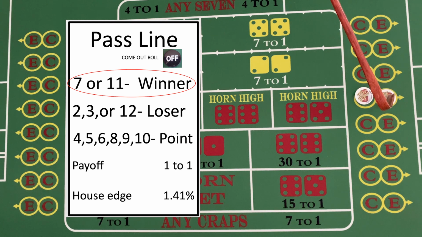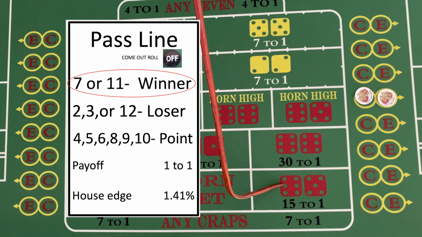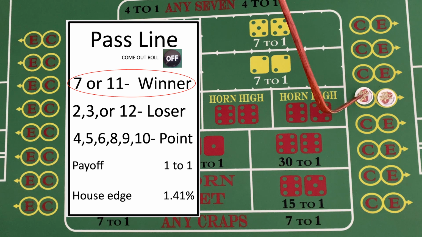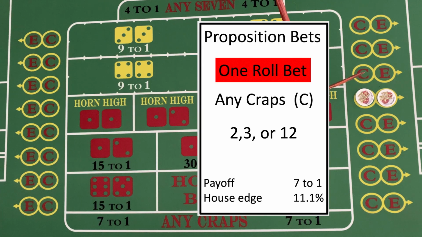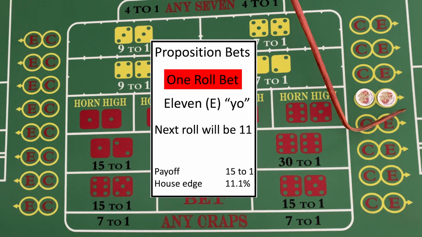So on the come out roll, if an 11 is rolled, the pass line wins, and then you actually win this one at 15 to 1. And this C bet right here was to hedge in case craps rolled. Again, the house edge is 11.1%. You can see from the chart, it's a one roll bet.